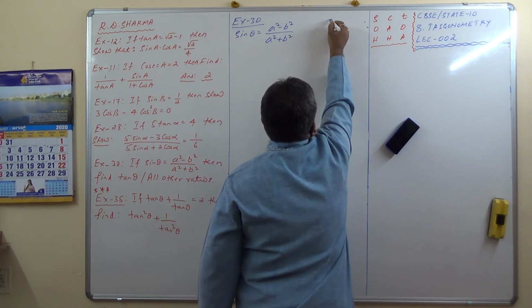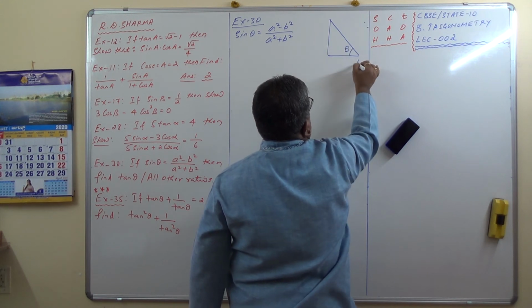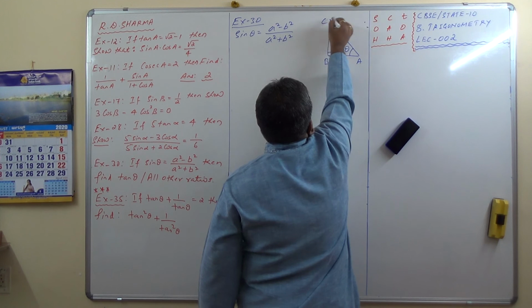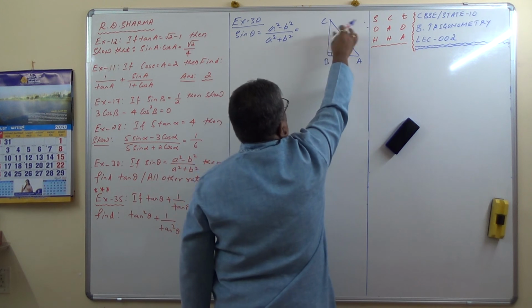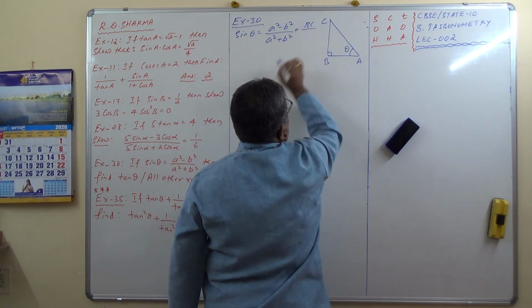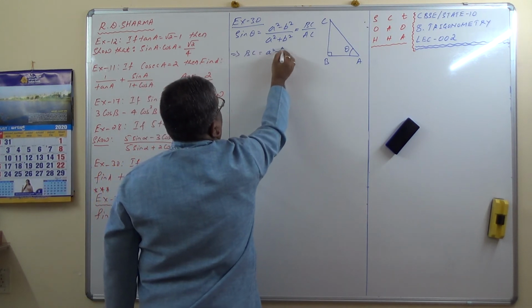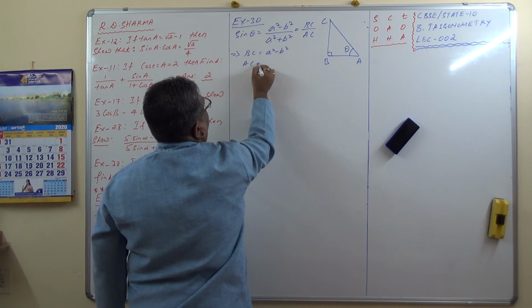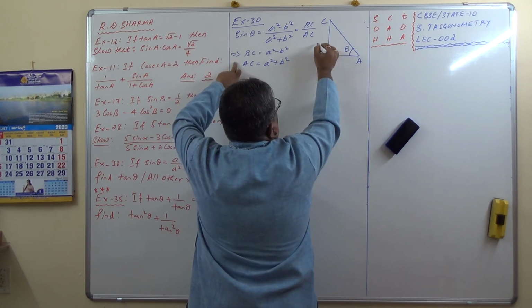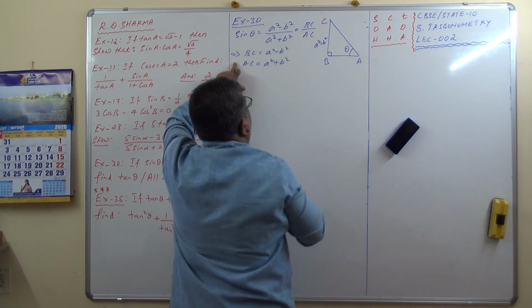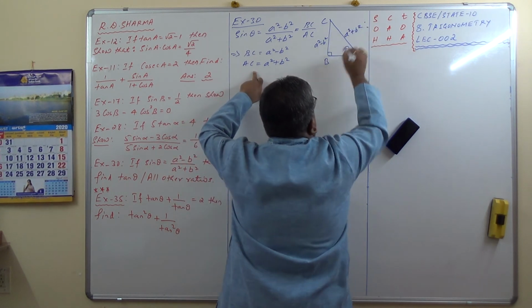So, diagram here. Let this angle be theta. So sin theta equals opposite by hypotenuse, BC by AC, implies BC equals a square minus b square and AC equals a square plus b square.